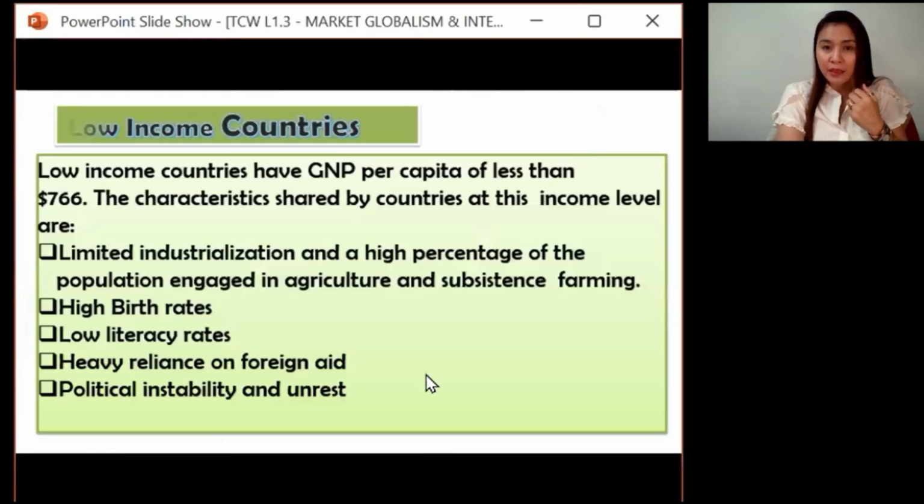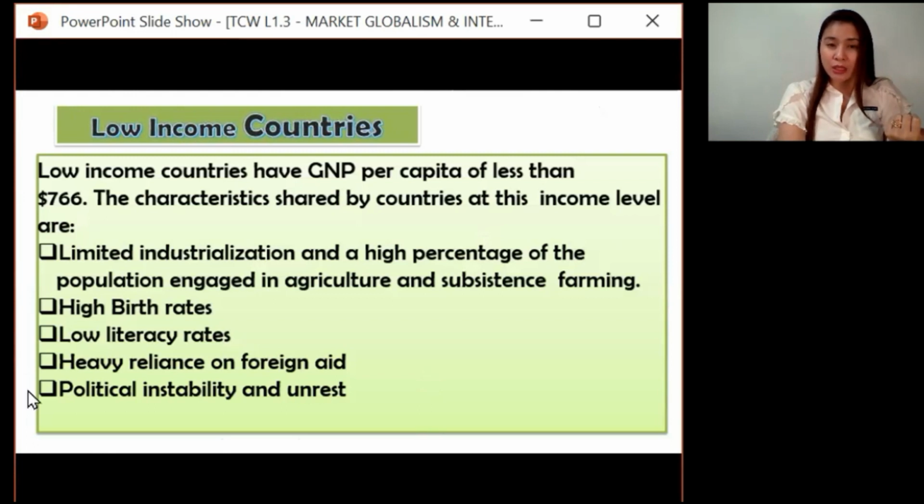Here is the first classification, or category rather, according to the World Bank, which is the low-income countries. According to the World Bank, the low-income countries have a GNP per capita of less than $766. The characteristics shared by countries at this income level are limited industrialization and a high percentage of the population engaged in agriculture and subsistence farming. Also there are high birth rates, low literacy rates, heavy reliance on foreign aid, and political instability and unrest. So there's a lot of chaos going on in that particular place.